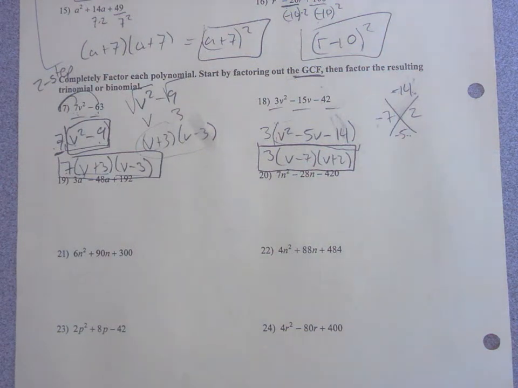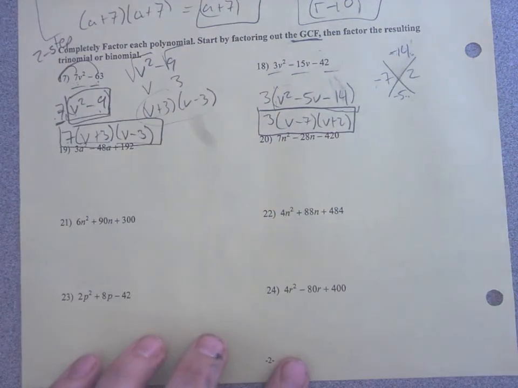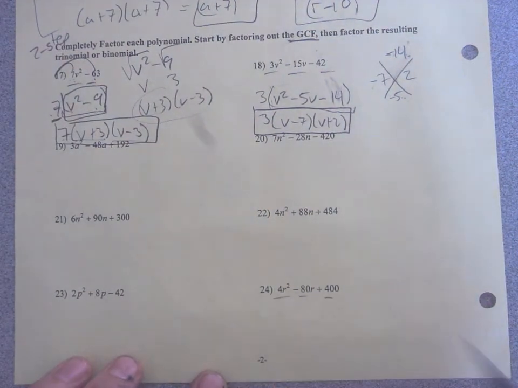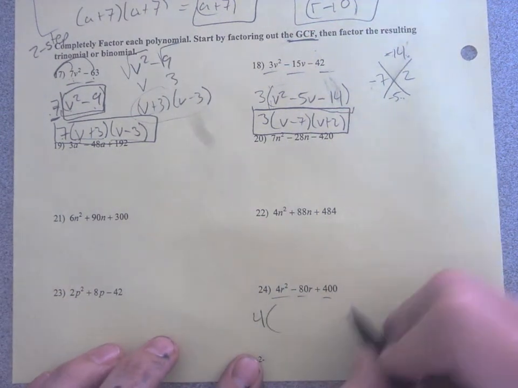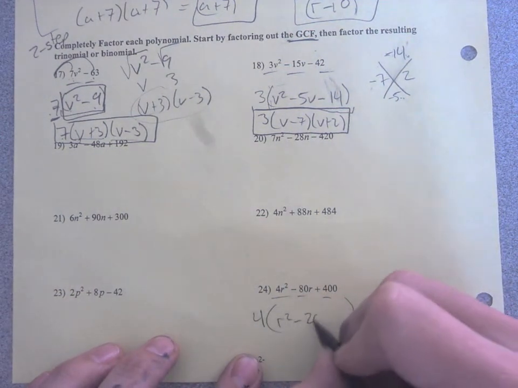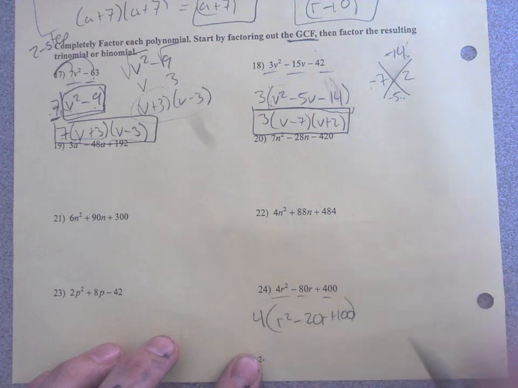Okay. I'm hoping for one of these that's a perfect square trinomial. So let's do one more. We'll do 24 here. Okay. So if you look at all those, notice that the greatest common factor is 4. Okay, so pull that guy out. That leaves us with an r squared minus 20r plus 100.